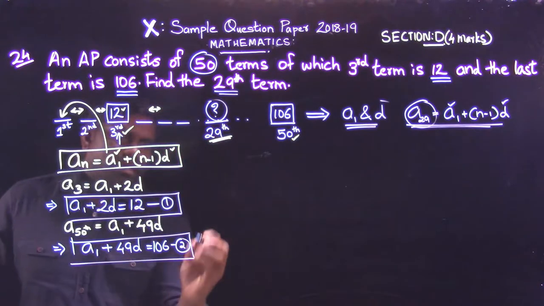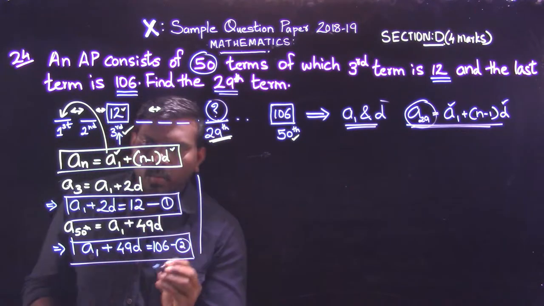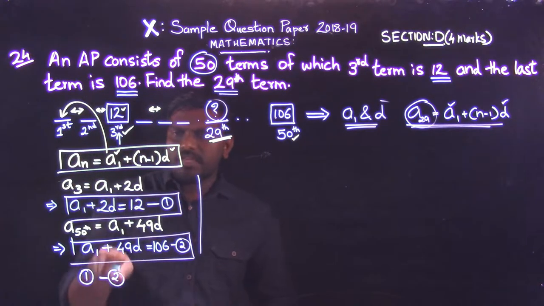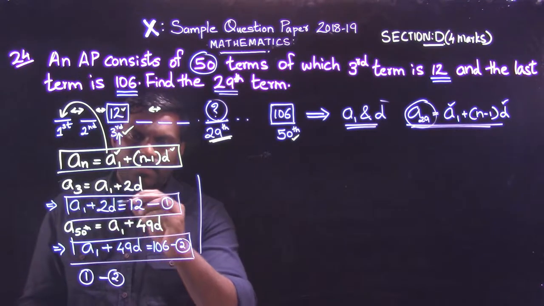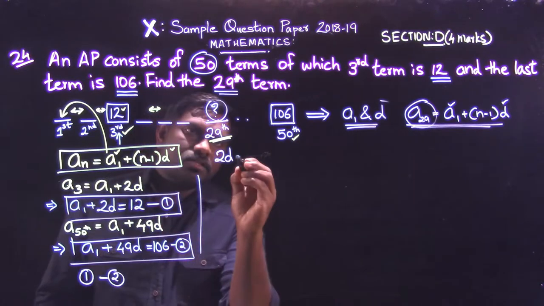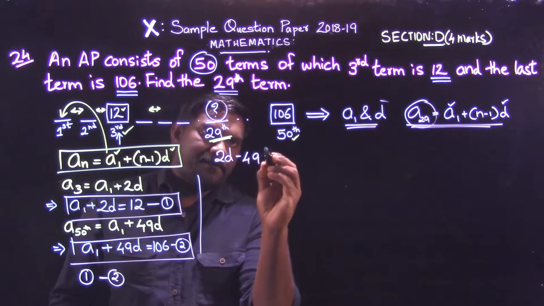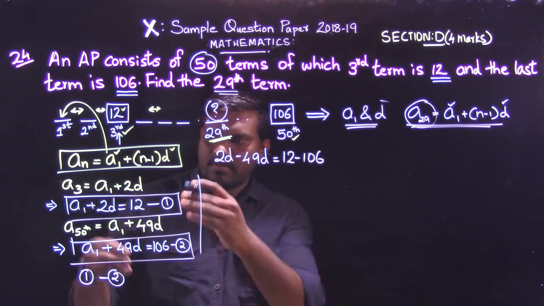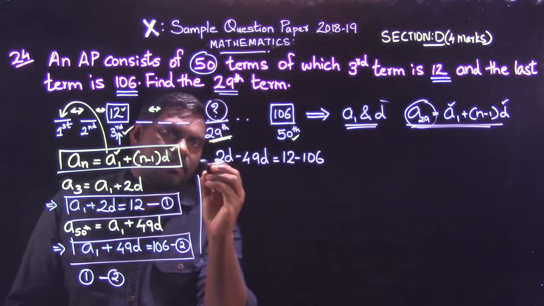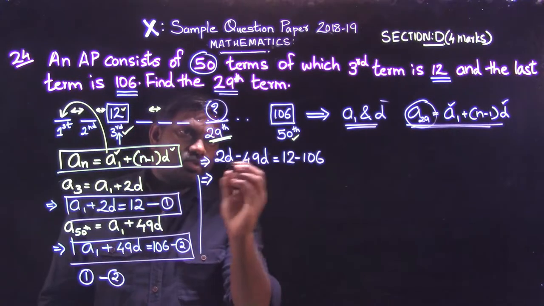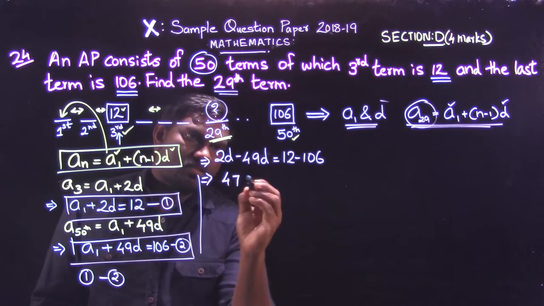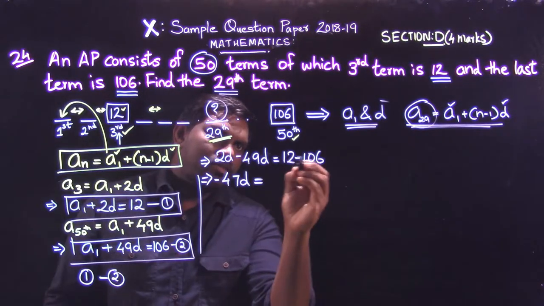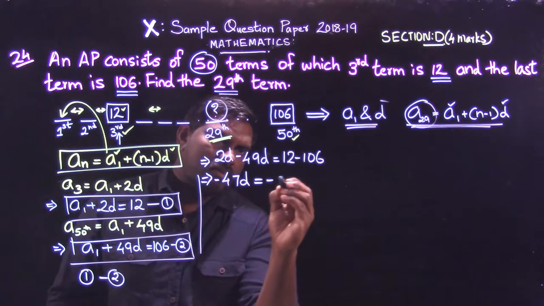How? Okay, dear, I'll solve it over here. Let's see. Now, adding 1 and 2? Okay, no. If you add it, it won't get cancelled, right? Okay. Now, equation 1 minus equation 2, what you will get? When you subtract, A1 minus A1 is going to cancel out, and 2d minus 49d is equal to 12 minus 106. Clear? So I'm going to equate these as 1 minus 2. Thus I got something like this. Now, these two terms together, it's going to be 47 subtracted from 49, and then you need to put the sign of the bigger number, which is minus 47d, that is equal to 12 minus 106, which is minus 94.